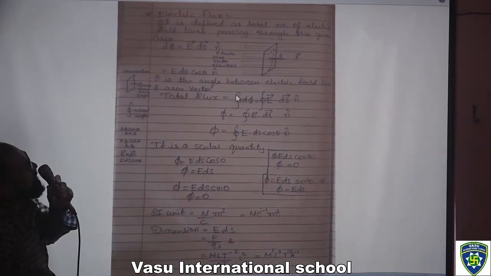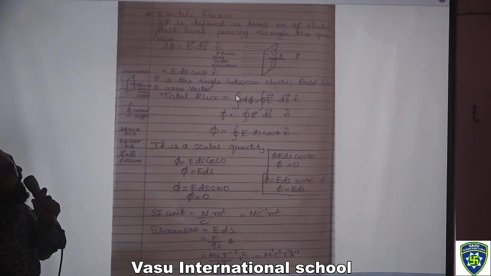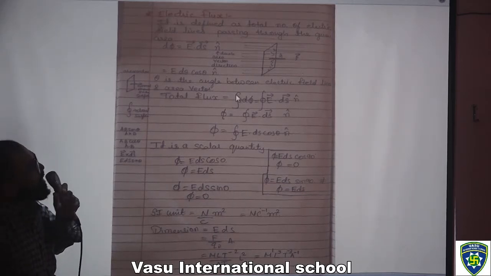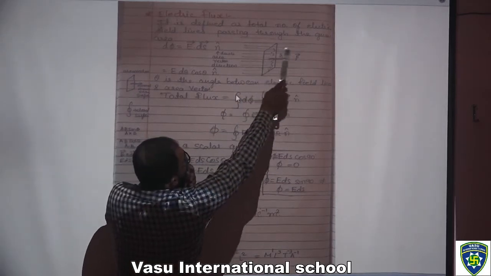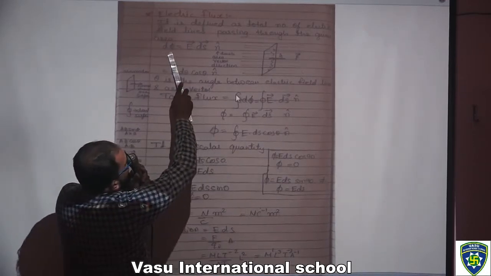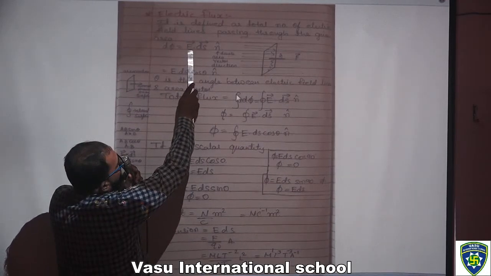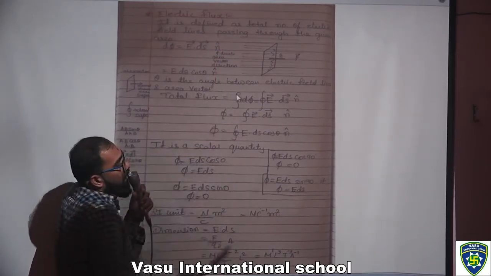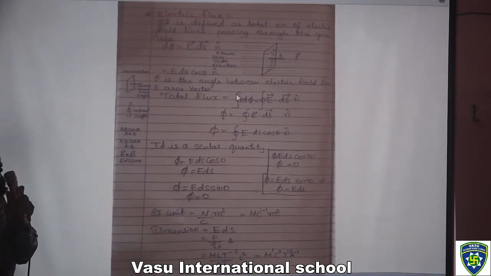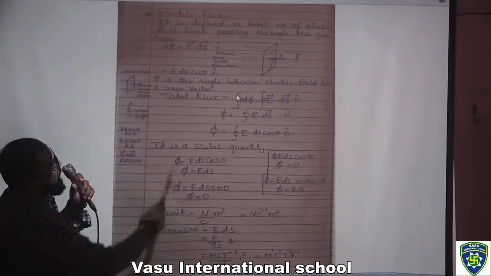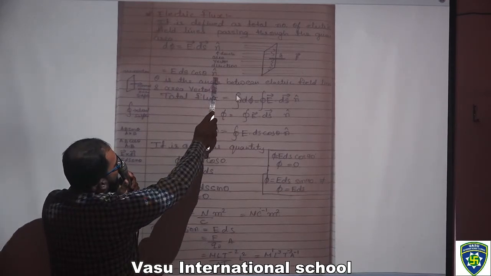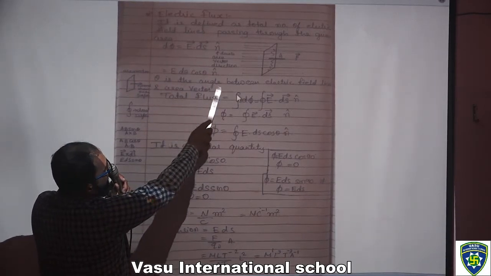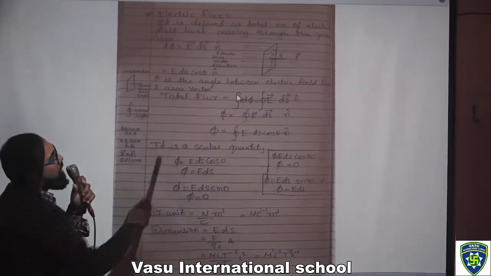So here it is written that it is defined as the total number of electric field lines passing through the given area. Here d phi is equal to E dot ds n, where n is the area vector denoting the direction of the area. That is E ds cos theta, where theta is the angle between the electric field lines and the area vector.